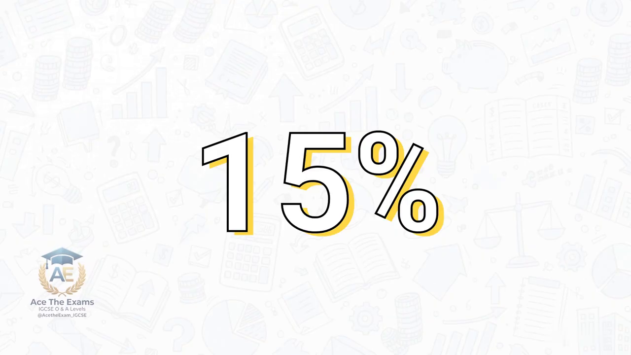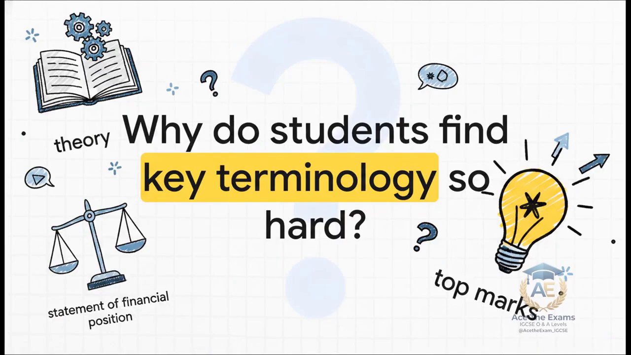It's not just about doing the math correctly, it's about proving to the Cambridge examiners that you deeply understand the theoretical rules of the game. If you leave these marks on the table, you are making a massive strategic error. But that brings up a really fascinating dilemma, and it's something I see all the time. Year after year, the principal examiner reports highlight a consistent, glaring issue. We really have to ask, why do students find key terminology so incredibly hard?